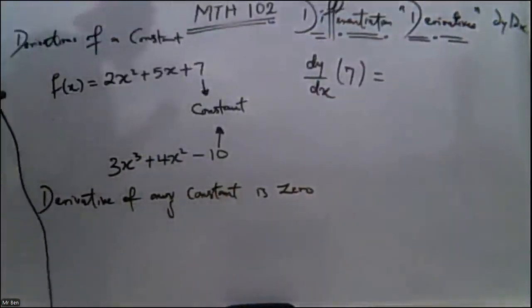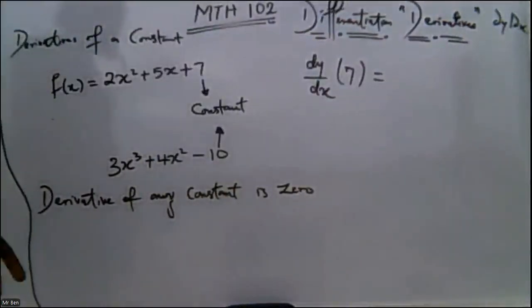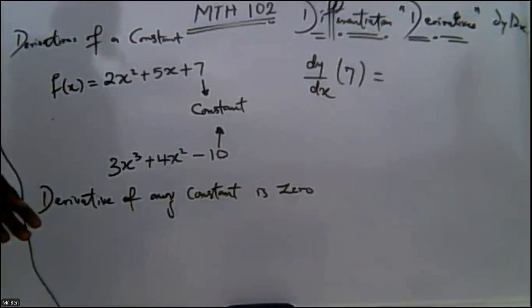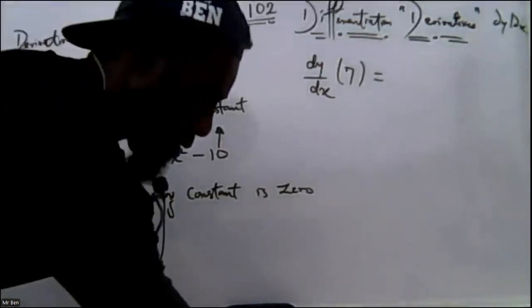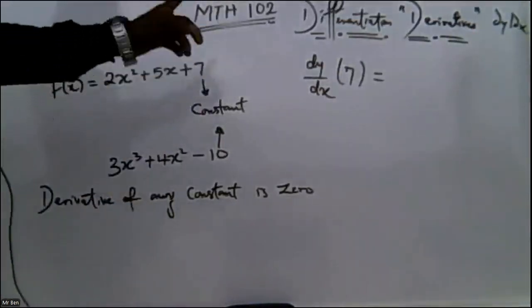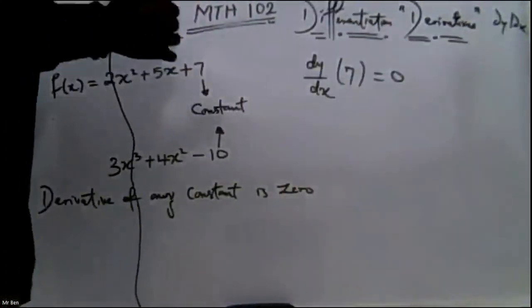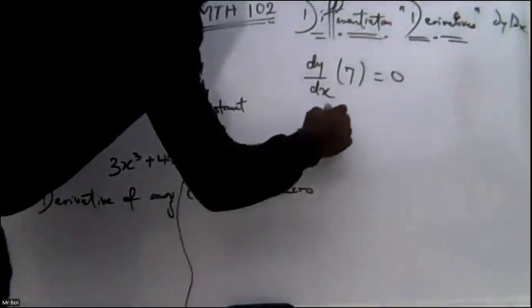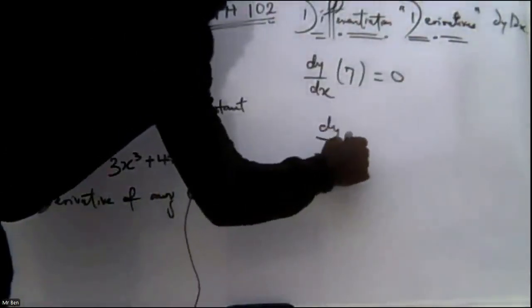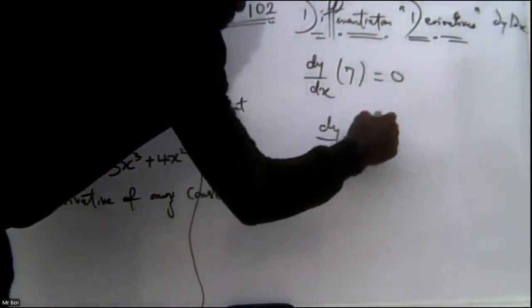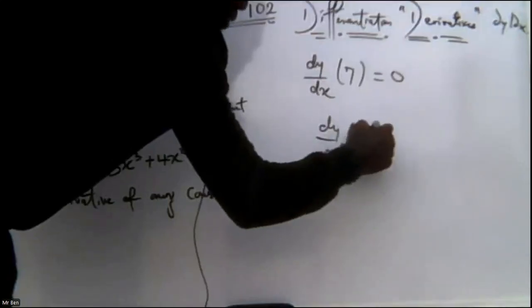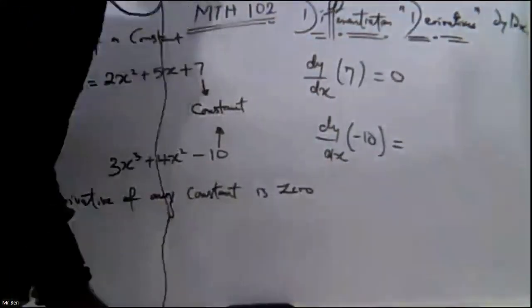And I said the derivative of any constant is what? Zero. So the derivative of any constant is 0. So the derivative of this 10 now, dy dx of minus 10, is what?